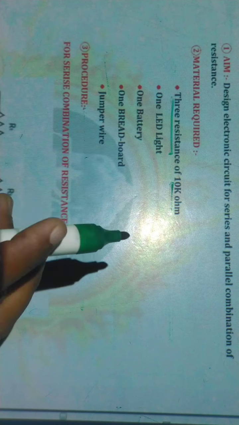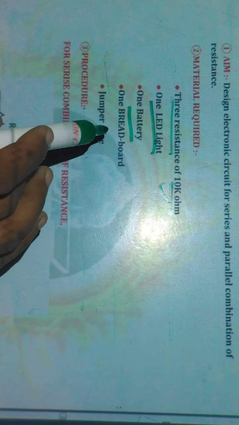Three resistances of 10 k ohm. We can use 1 k ohm, 9 k ohm, 6 k ohm, or 100 k ohm resistance, any one of them, but in this circuit we use 10 k ohm resistance. One LED light, one battery, one breadboard, and jumper wire if you need. So these are the components which we require to design this circuit.